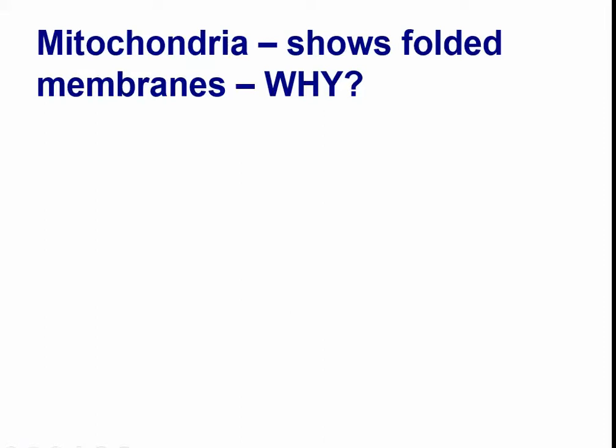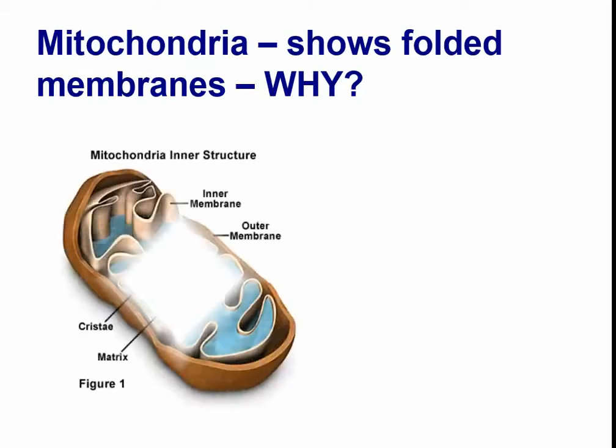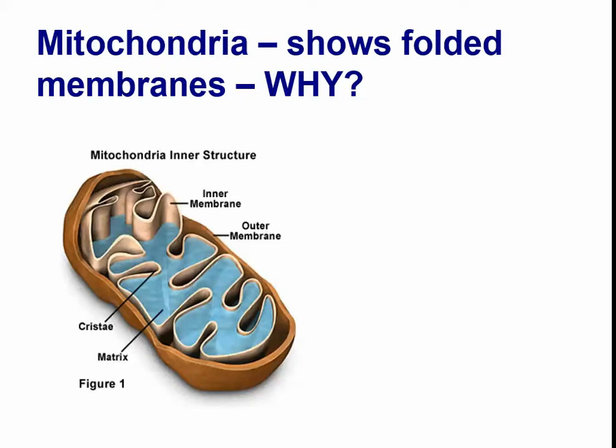So why are the membranes folded? Well, it helps with the structure. There are a lot of things going on inside the mitochondria, and in order for there to be room for all those things to happen, you have to increase the surface area. And that's the main advantage of having these folded structures.